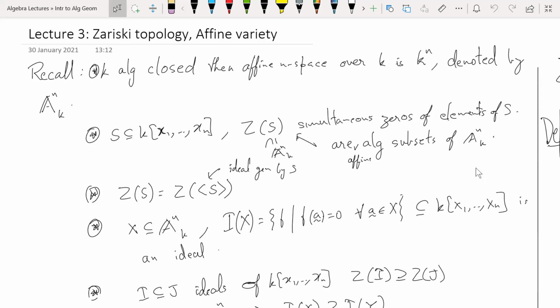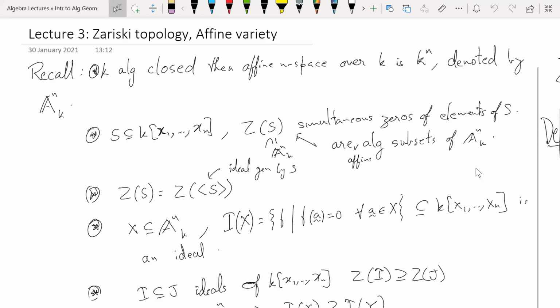But since we don't really think of it as a vector space, there is no addition or multiplication going on. We should think of the elements of the set as points. We denote it by A^n_k, or sometimes just A^n when k is understood. Affine n-space. And an algebraic set in affine n-space is a zero set of some collection of polynomials in k[x1, ..., xn].